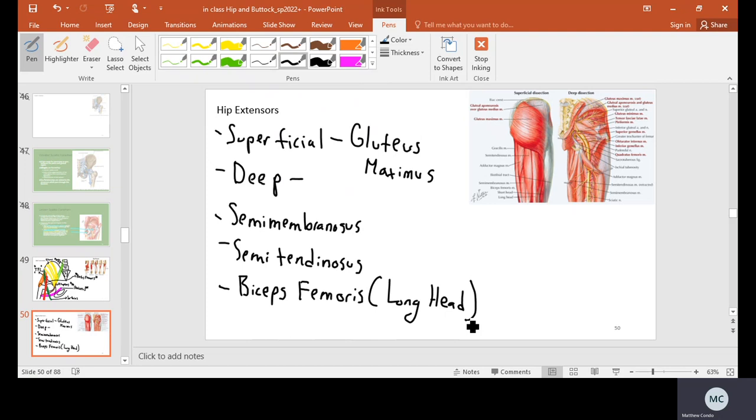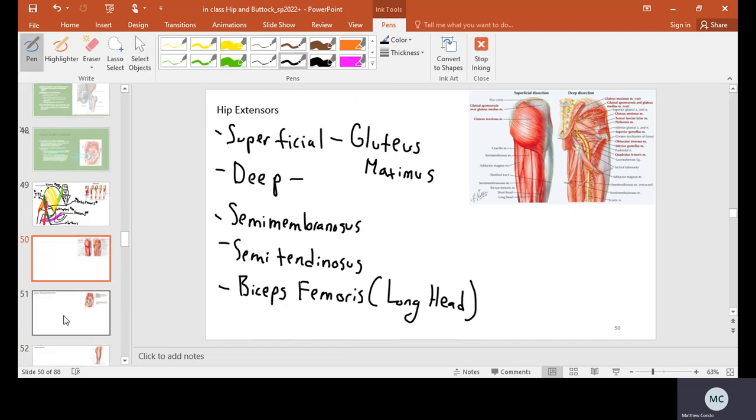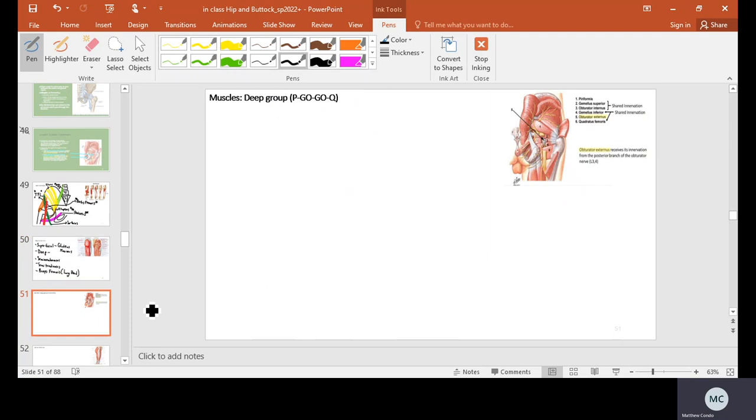Now, the other thing I need to start worrying about here is external rotation. And this is where life gets a little more difficult. So this program has coined the term the P-GO-GO-Qs. These are the six deep lateral rotators, or six deep external rotators. Now, the fun thing about these muscles is you should know the actions of all these muscles, right? So on a lab exam, those are easy points. That's putting the ball on the tee for you. All of these muscles will perform external rotation.